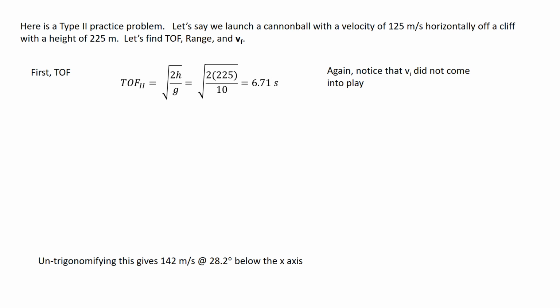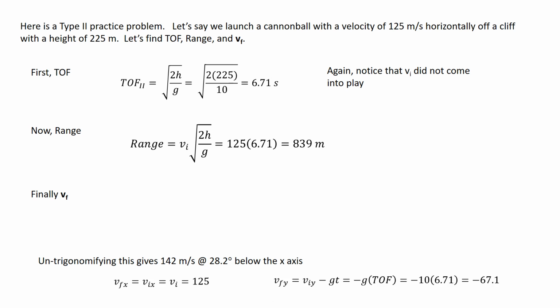Notice that my v initial did not come into play to find the time of flight. The only thing that matters in this case is the height of the cliff. To find range, I take my v initial, that's my v initial x, and multiply it by my time of flight. If I do that, 125 meters per second times 6.71 seconds, I get 839 meters.